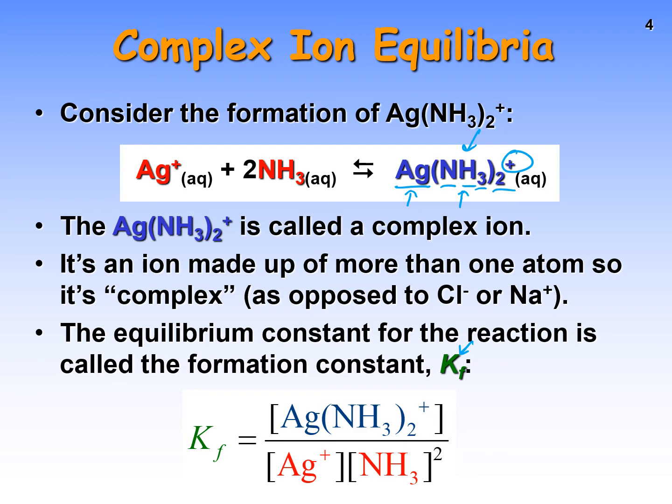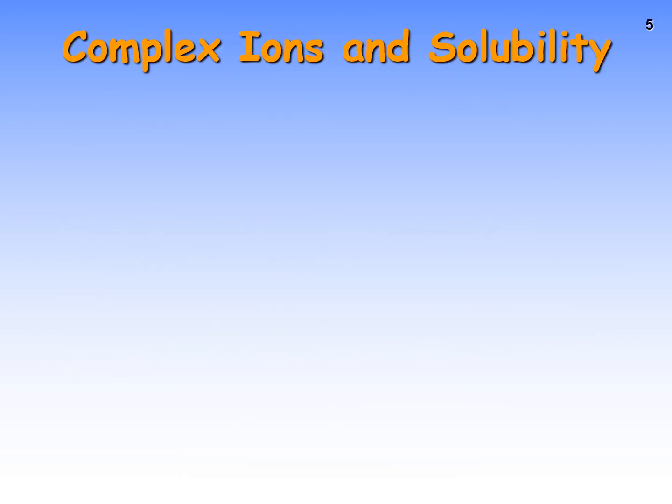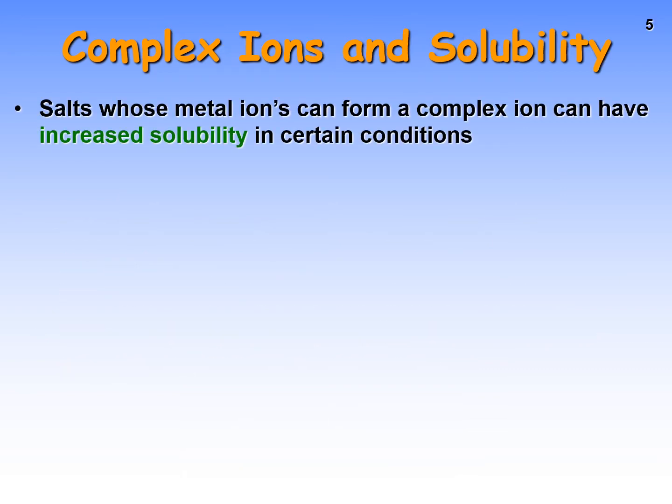Now, one thing you should know about Kf values is they're huge, really large things. They're kind of like the opposite of Ksps. Ksps are really tiny. Kf values can get upwards to 10 to the positive 33, so huge values. Now, these can affect solubility of ions. So if we have an ionic compound that's not very soluble, but can form a complex ion, we can have really increased solubility under certain conditions. So let's look at that side of things.